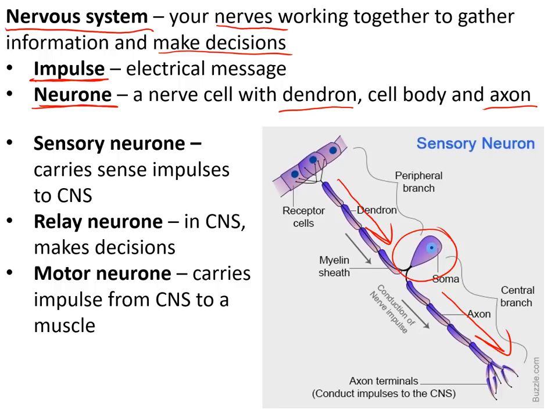There are different types of neurons. So there are sensory neurons, which carry sense impulses from our sense receptors towards the central nervous system, which is our brain and spinal cord. We have relay neurons, which are in the central nervous system, and their job is to make decisions. And then we have motor neurons, which carry impulses from the central nervous system back down to things like muscles in order to carry out an action.